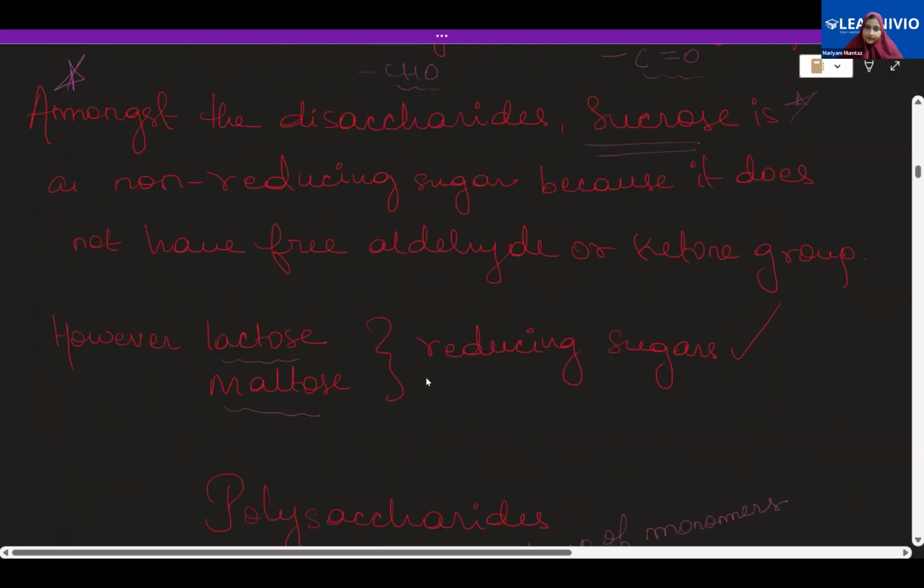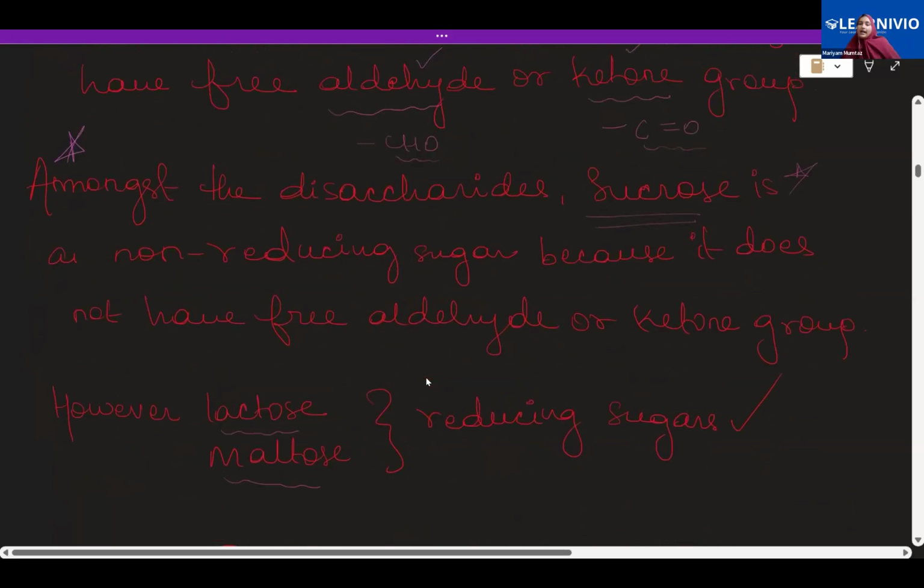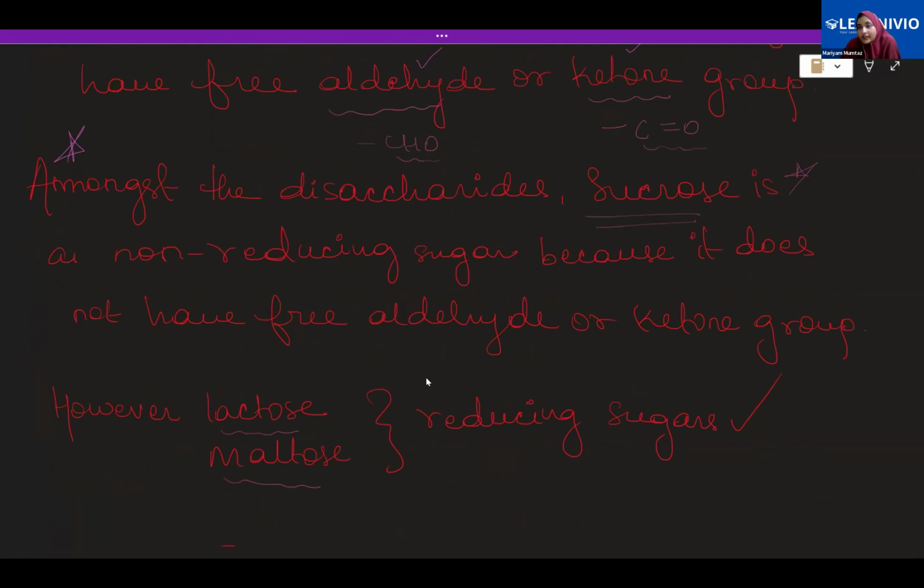Ma'am, can you explain one more time? See, I'm saying that the monosaccharides are called reducing sugars. The reason is that they can reduce the copper di-positive ion to copper monopositive ion, meaning from Cu2 plus to Cu plus ion. Why can they do that? They can do so because they have a free functional group. Either they will have a free aldehyde group or a free ketone group present in it. Understood?